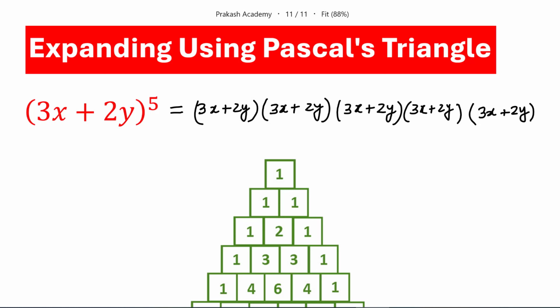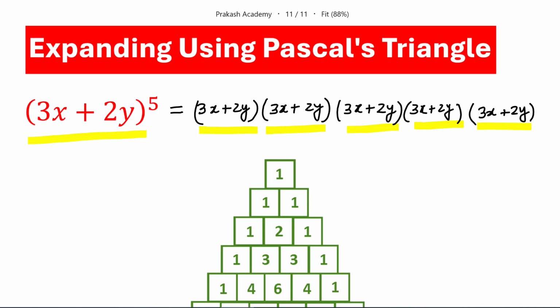So in this video we will see how we can use Pascal's triangle to expand. For example, if I have (3x + 2y) raised to the power 5, how can we expand this? A hard way can be to multiply (3x + 2y) 5 times. If I multiply 5 times, I will get the corresponding terms. But this is very cumbersome. We can use Pascal's triangle to expand the same.